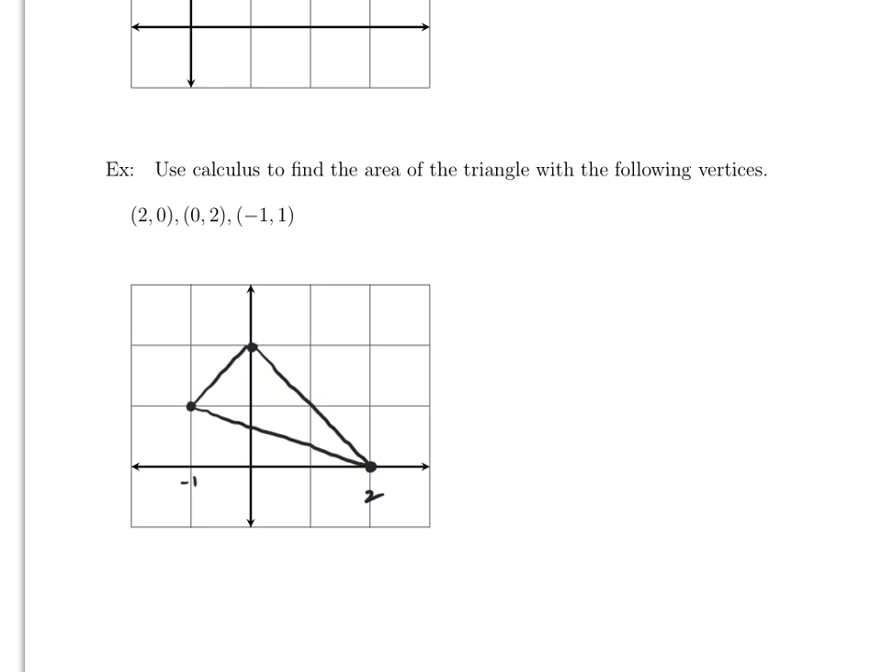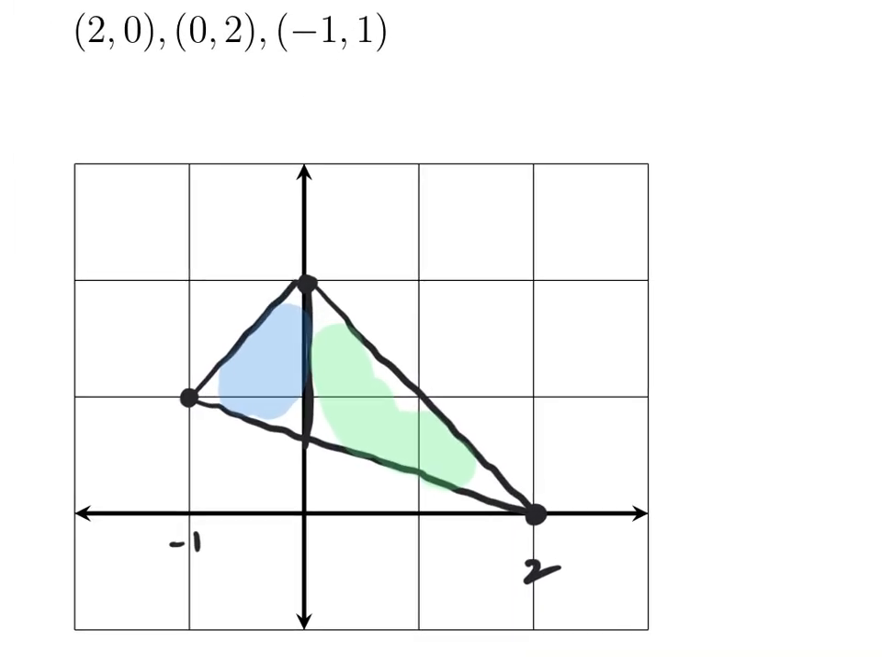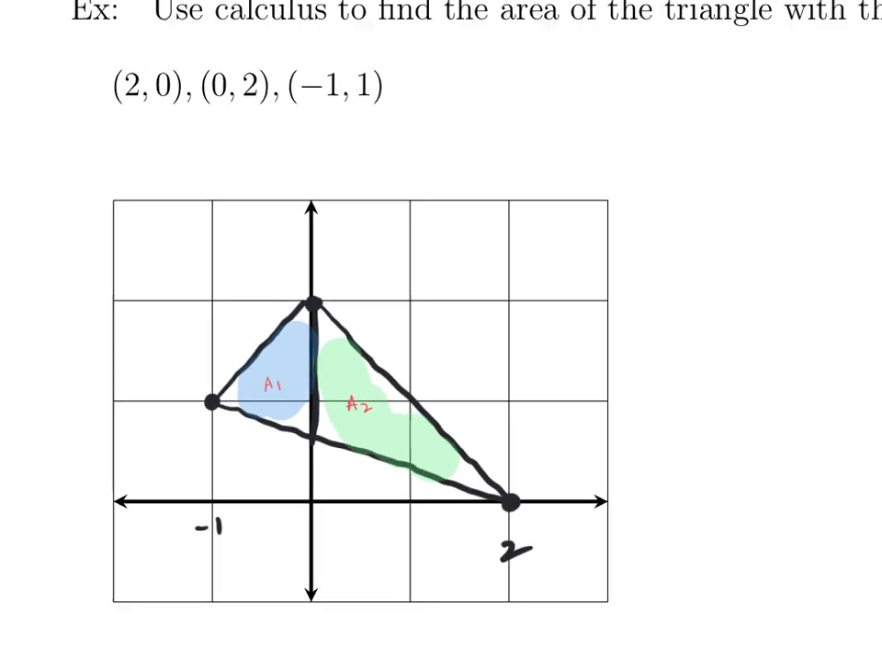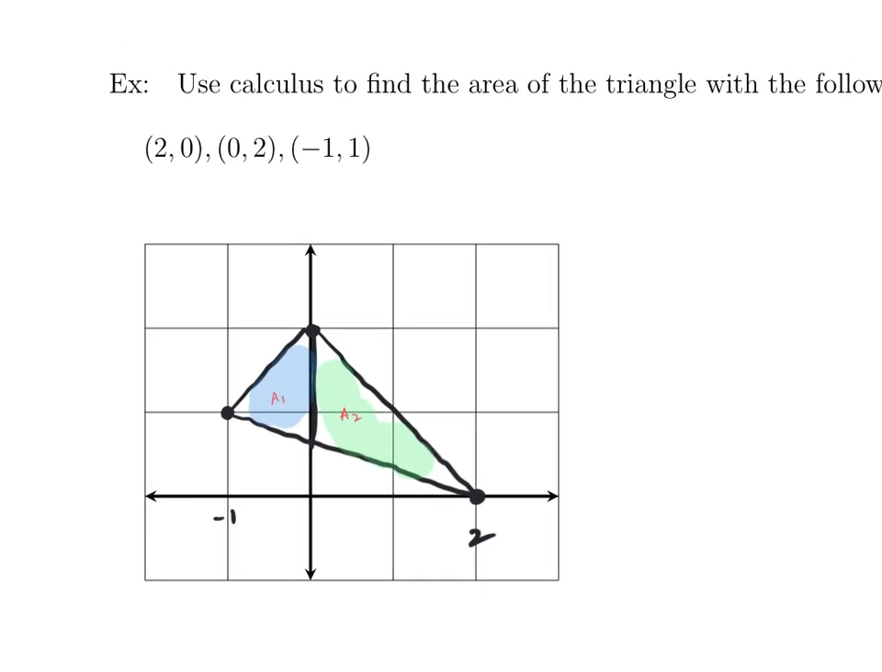calculus. Okay, so we're going to break this into two pieces. So this will be the first triangle, which I'm just going to call the blue part, and then we'll have the green part. So this will be area 1, this will be area 2. So you need to figure out the equations of the lines using the points.